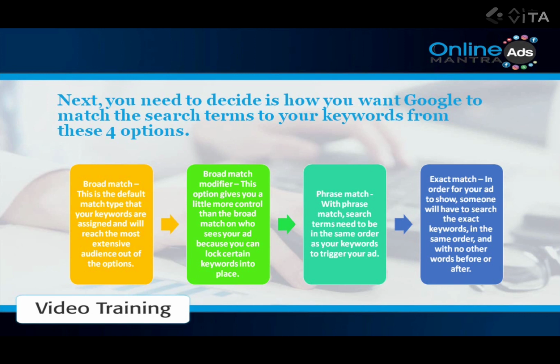Phrase match. With phrase match, search terms need to be in the same order as your keywords to trigger your ad. Exact match. In order for your ad to show, someone will have to search the exact keywords, in the same order, and with no other words before or after.